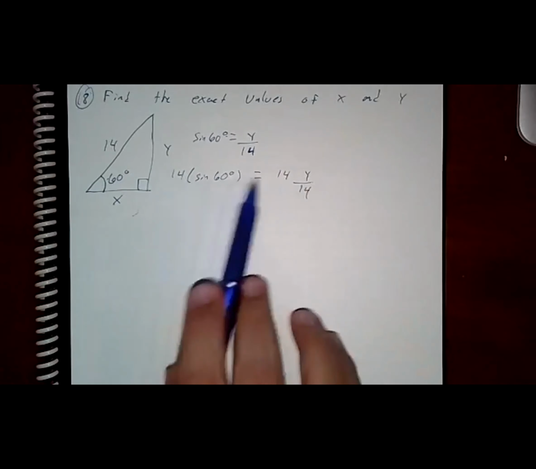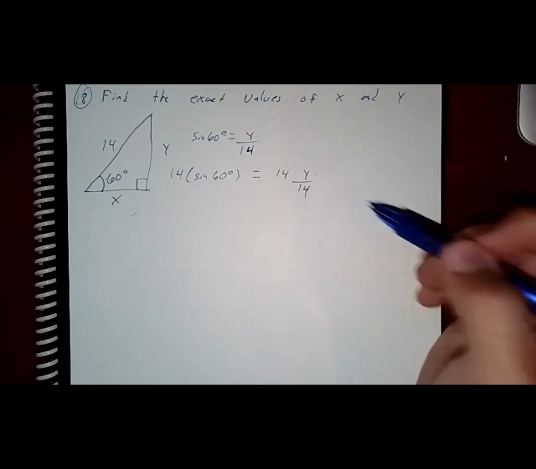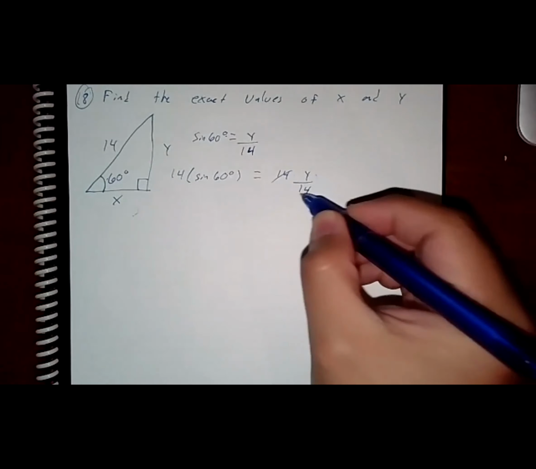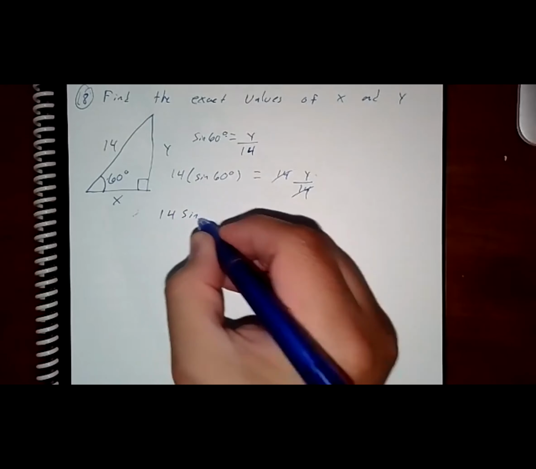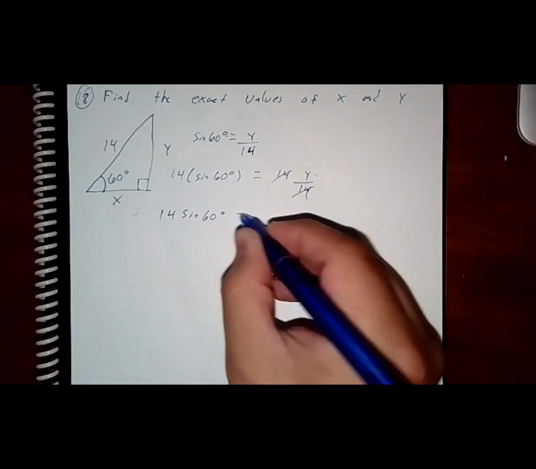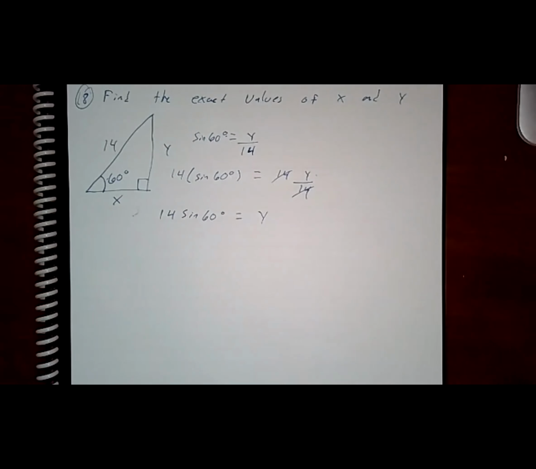So if we show the work, multiply both sides by 14, because I need to isolate that y. That's the goal. So this will be gone. So now 14 sine of 60 degrees is equal to the y that's missing. Now we just punch it in our scientific calculator. Make sure you are in degrees, otherwise it will be wrong. 14 sine of 60. I think I'm in degrees. Yes.